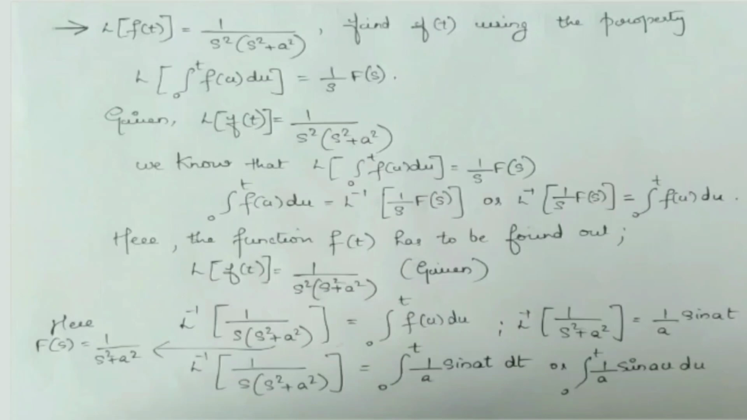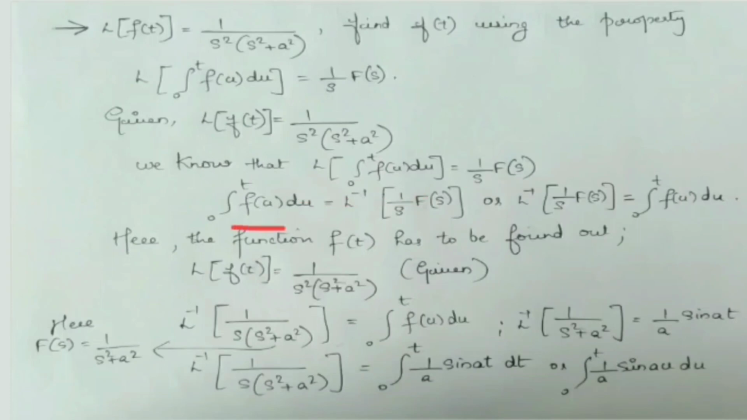Laplace transform of a function is given as 1 by s square into s square plus a square. Now let's see how we can find the value of f of t using the property Laplace of integral 0 to t f of u du is equal to 1 by s f of s. So we have Laplace of f of t is equal to 1 by s square into s square plus a square. And we already know that Laplace of integral 0 to t f of u du is equal to 1 by s f of s.